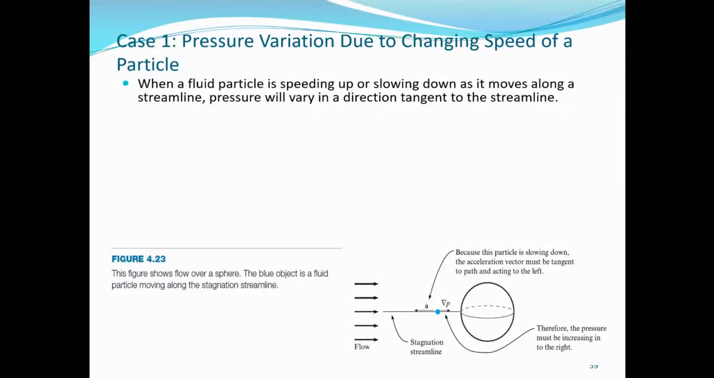You have flow in this direction. We are considering this streamline, which we call the stagnation streamline, okay? Because it is moving towards this sphere. This figure shows flow over a sphere. The blue object is a fluid element moving along the stagnation streamline. We analyze this, okay? When it is moving towards this streamline, when it hits the sphere, it is going to come to rest, okay? While others, you can have like attached flow, and then others can be even undisturbed, okay?